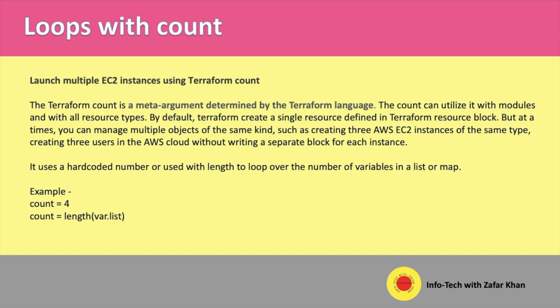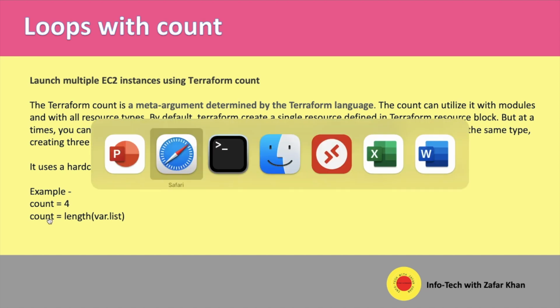So let's understand how to use the Terraform count meta argument. I'll show it in a demonstration. This demonstration will create multiple AWS EC2 instances using Terraform count. So let's create a Terraform configuration file that is required to create multiple AWS EC2 instances and users on the AWS account. We will create a single file for that, main.tf. Okay, so let's start now.